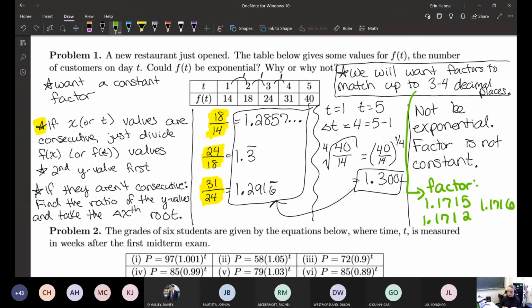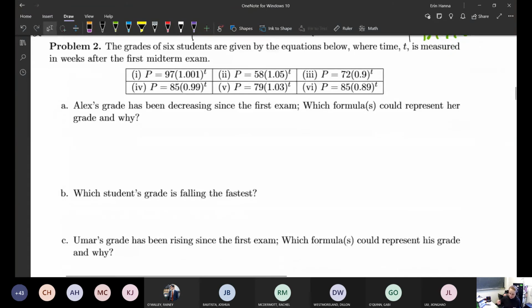Okay. This next question is pretty quick, so I would like to go through it so that we can say we did another question. We have grades of 6 students given by the equations below, where the time t is measured in weeks after the first midterm exam. Here we all have our exponential function. Remember, those all take the form of this, where this is an initial value, and the a value here is called the base. And a reminder, if a is greater than 1, we have growth. If a is between 0 and 1, we have decay.